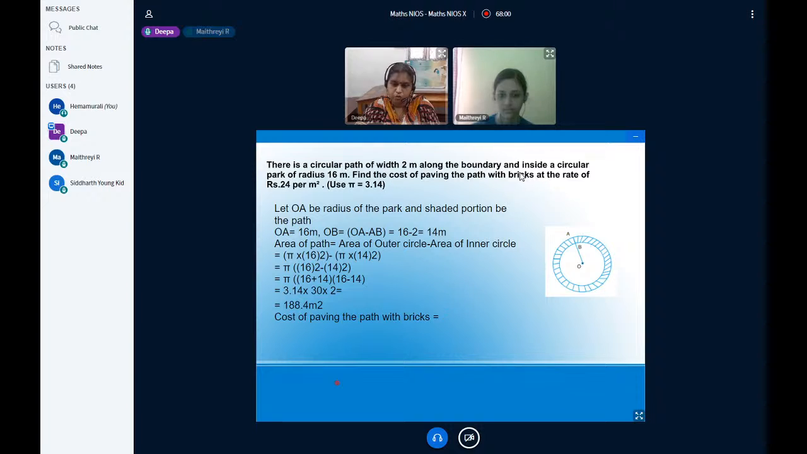So 24 rupees into 188.4 is equal to how much? Calculate and tell me. 4,521.6. Okay, this is the cost of the paving the path with bricks. Any doubts? No. Okay.